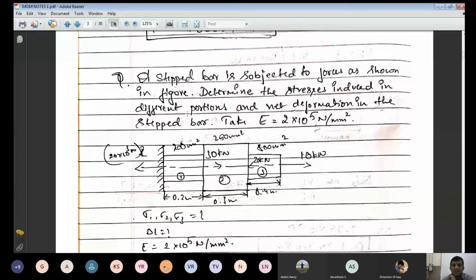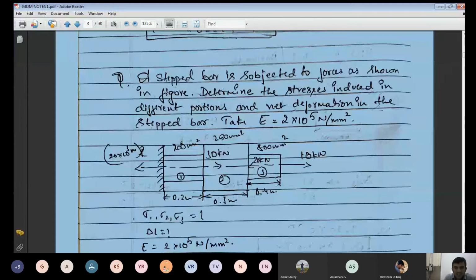A stepped bar is subjected to forces as shown in the figure. Determine stresses induced in the different portions and net deformation in the stepped bar. Take E equal to 2 into 10 raised to the power of 5 Newton per mm square, which means it is steel. In the problem they will give only this portion, the bolded one. Only that portion of the diagram they will give.